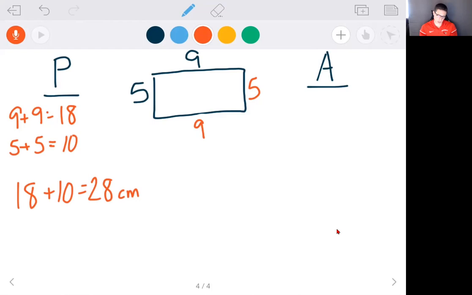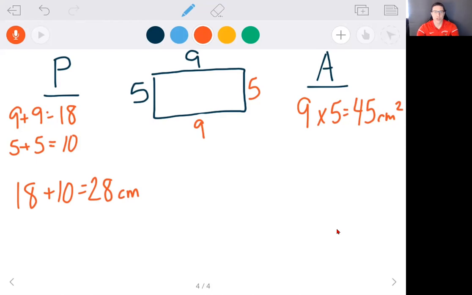Area, length times width. We use the long side and the short side. 9 times 5 is what? Count by 5s 9 times. You can work your way up to that. It's going to be 45. And that's going to be centimeters squared. So you put those on the right side.